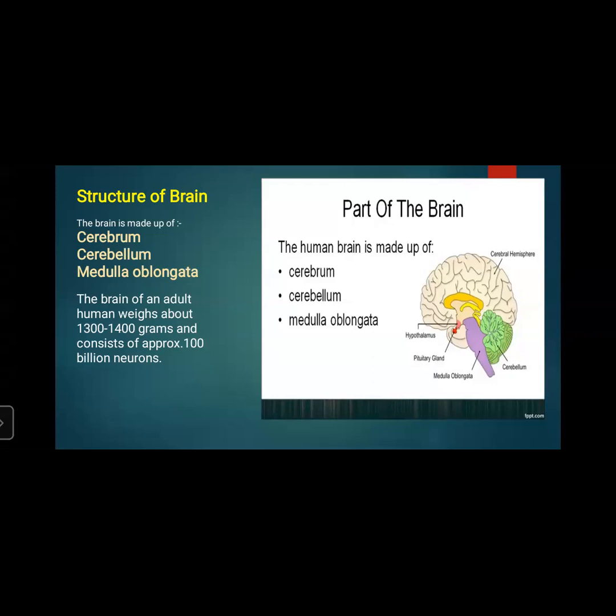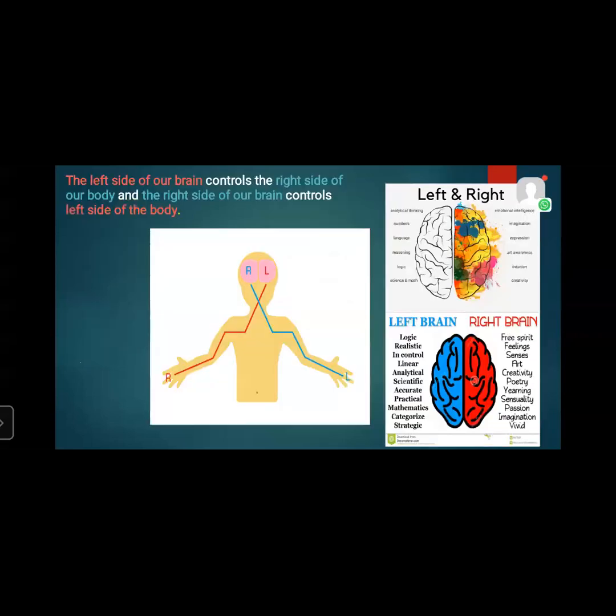The left side of our brain controls the right side of the body, and the right side of the brain controls the left side of the body. In addition, the left side of the brain controls our speech and conversation, writing, logical thinking, etc. Whereas the right side controls artistic abilities. All the abilities related to art are controlled by the right side. It is clearly shown in the picture, the left side and the right side.